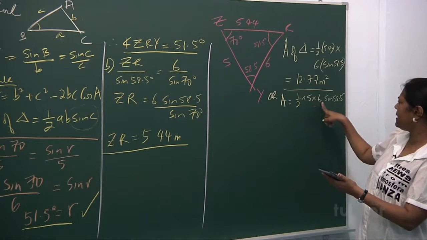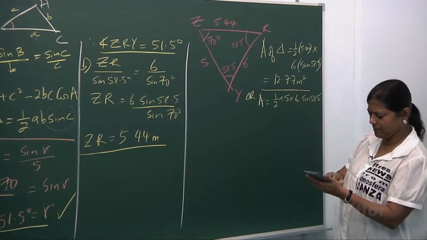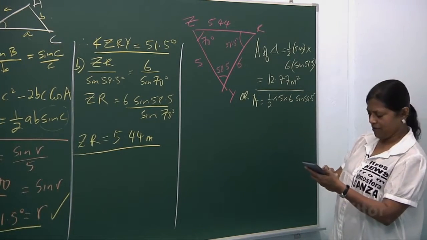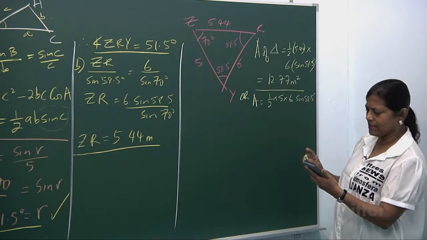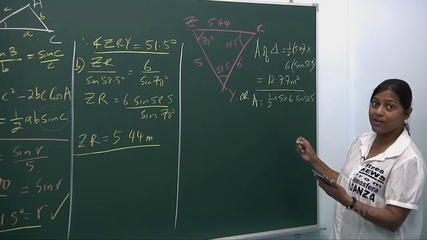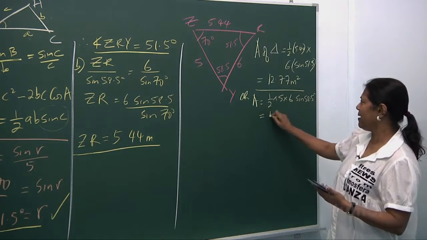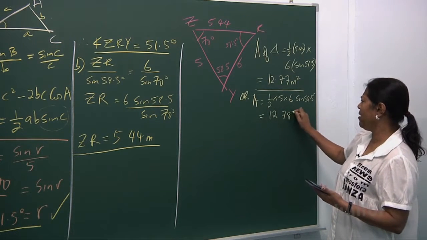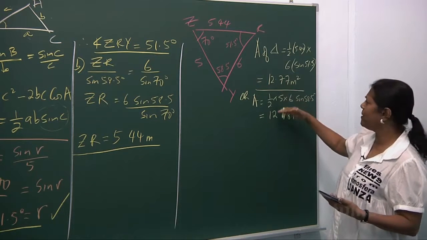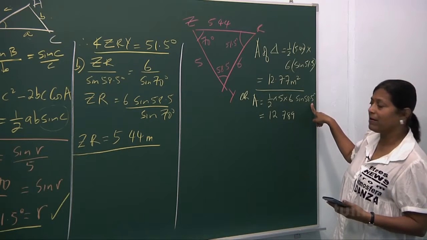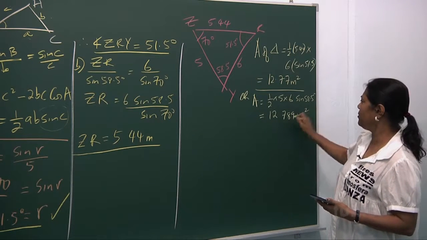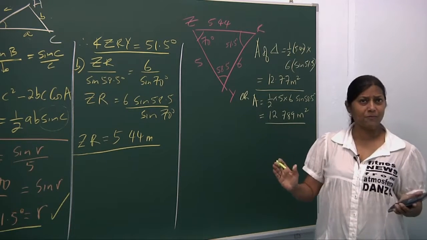That will be 30 divided by 2 is 15 sine 58.5, and you get the answer, which is 12.789. I get about there. There's a little bit of movement because these answers have been rounded. All right, so whichever you use, you can see that the answers are approximately there.